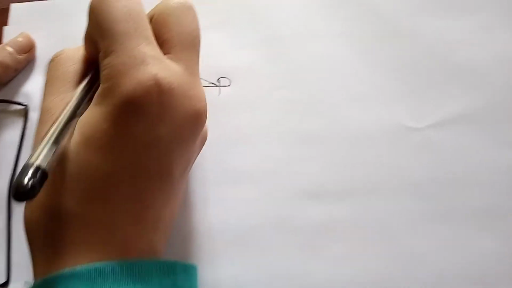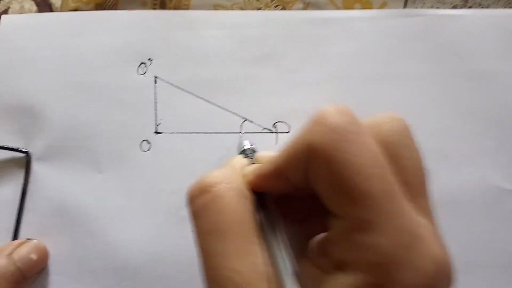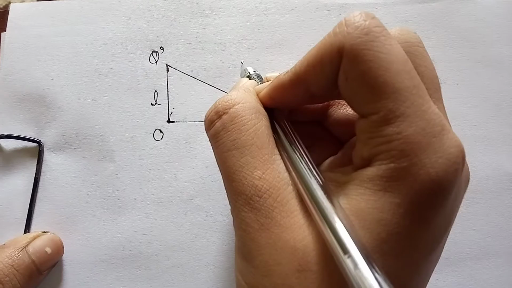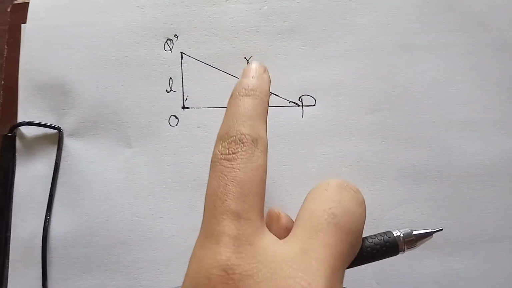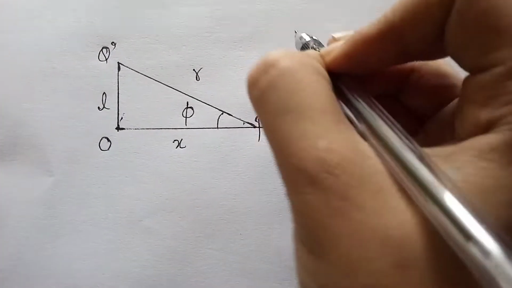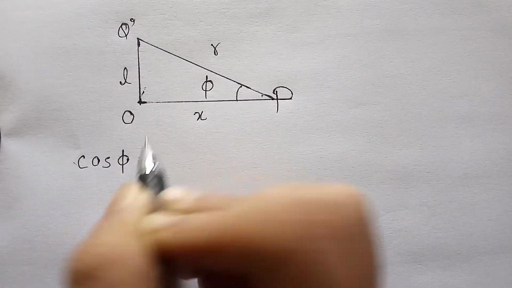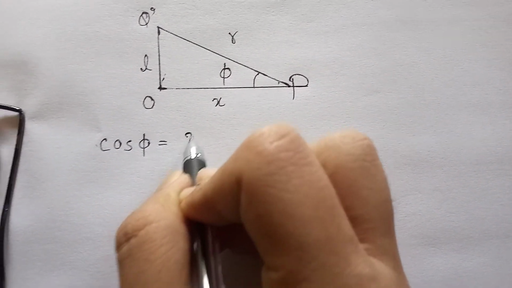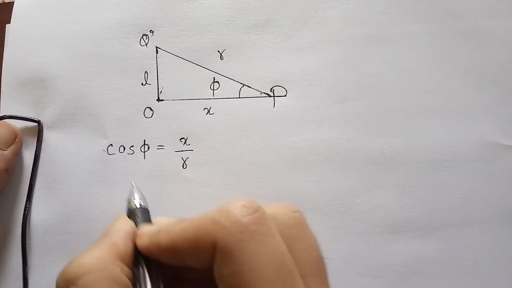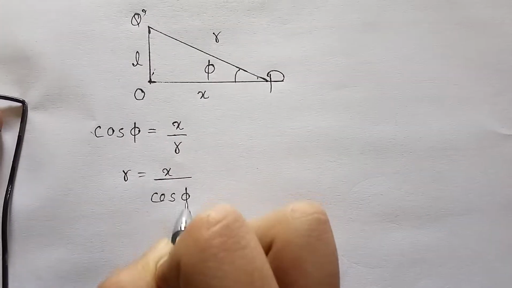OPQ dash. In this triangle, this angle is phi, this is x, this is L, and this is R. Let's make this R in terms of x and phi. So we can write down cos phi is equal to x by r. Okay, so we can write down r is equal to x by cos phi.